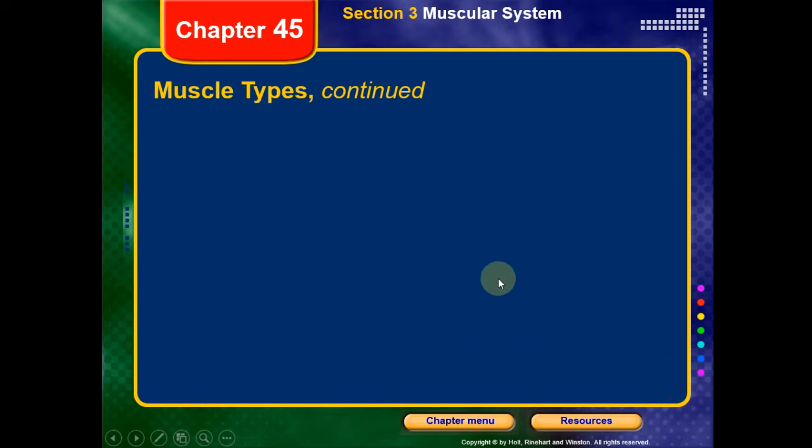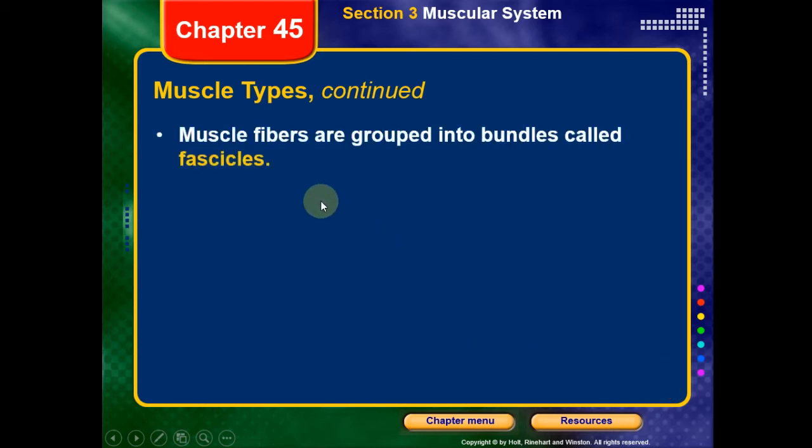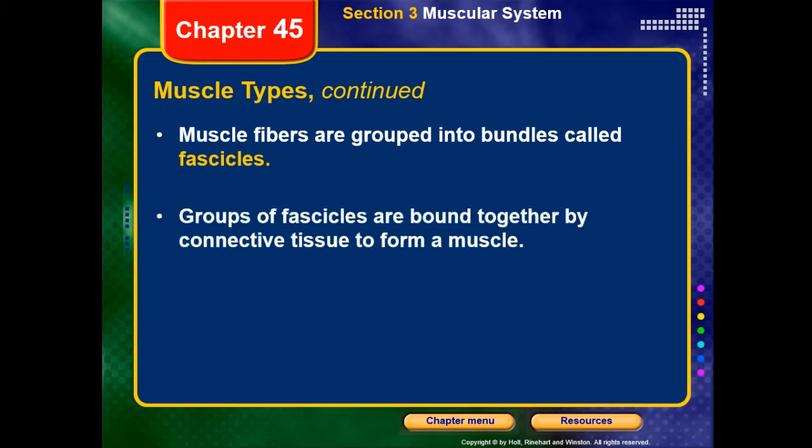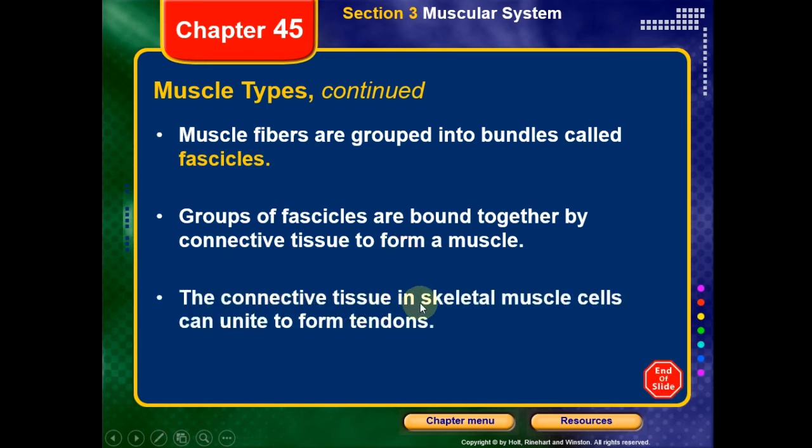Now, if we want to take more details, the muscle fibers are grouped into bundles called fasciculus, that are bound together by connective tissue to form a muscle. The connective tissue in skeletal muscle cells can unite to form tendons.